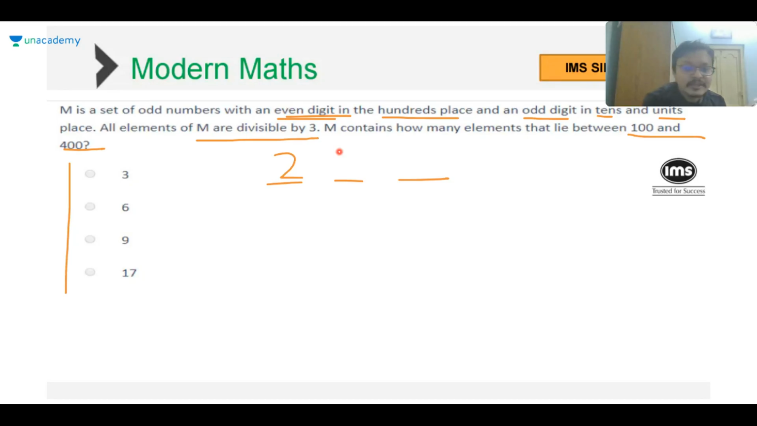This is the reason why you'll end up marking wrong answers. Never try by cases. There's always a chance you might miss out on a case, or you might duplicate a case, and you might end up with the wrong answer.